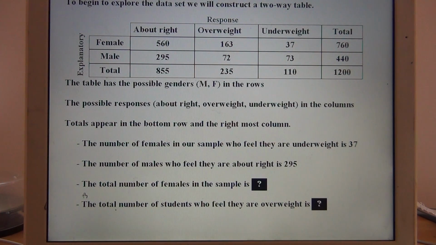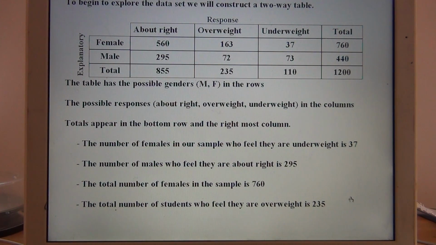The total number of females in the sample is, I'll let you figure that out and then I'll click on it. Total number of females. Good, you would go to the female row and you would go all the way over to the total, and it should be 760. Yep. The total number of students who feel they are overweight is, I'll let you work on that for a minute. Well, you go to the column for overweight and go down to the total, and we have 235. Let's see how we did. Good.